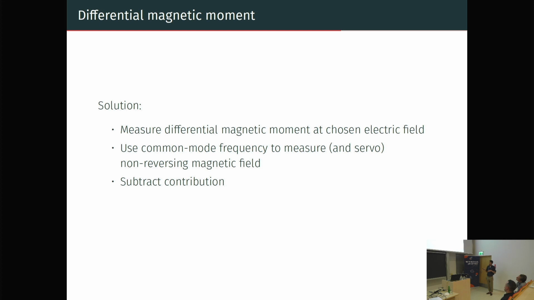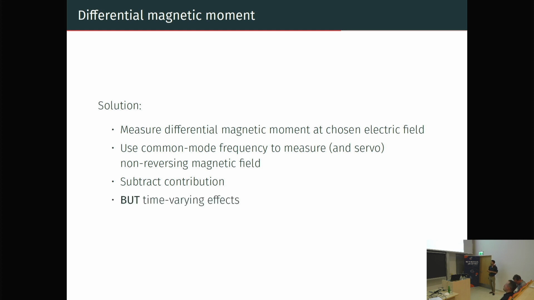And then we use the common mode frequencies, so we're measuring both the energies or the energy difference of both these doublets. And if we add them, if we look at the sort of mean of the two, that tells us the size of the non-reversing magnetic field. And then we can use the differential magnetic moment that we've measured to subtract the contribution from this effect. That works really well and works very nicely.